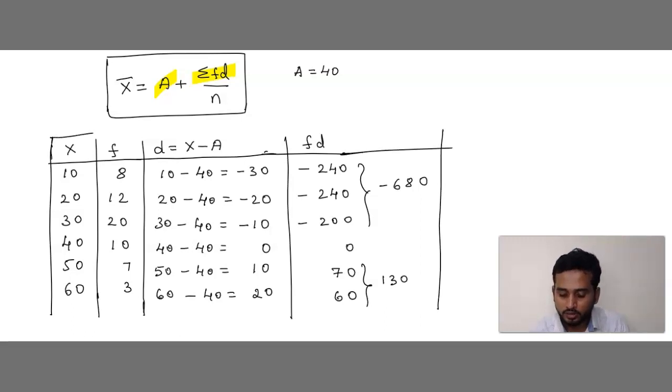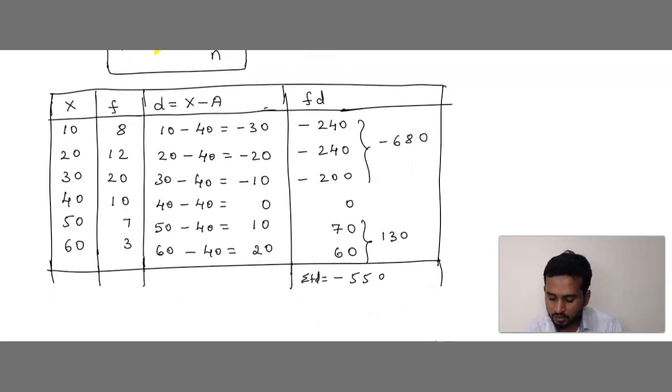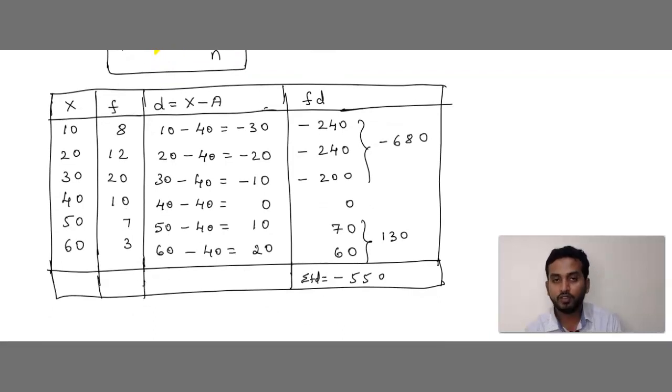Are you getting it, children? Did you understand? We got FD. Now add both the numbers. In 680 and 130, can we subtract 680? No. So we have to put minus. 0 minus 0 is 0, 8 minus 3 is 5, 6 minus 1 is 5. So what is the answer? Sigma FD is equal to minus 550. The final answer of sigma FD is minus 550.